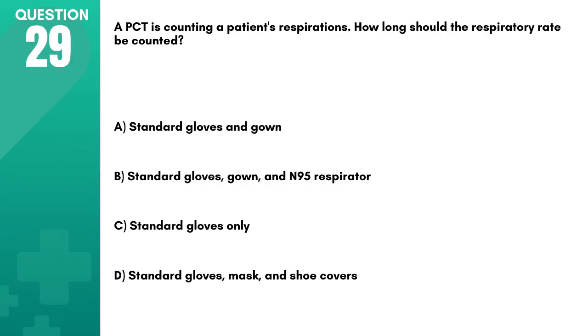Question 29. A PCT is counting a patient's respirations. How long should the respiratory rate be counted? A. 15 seconds, then multiply by 4. B. 30 seconds, then multiply by 2, if regular. C. 1 full minute, regardless of regularity. D. 45 seconds, then divide by 3.